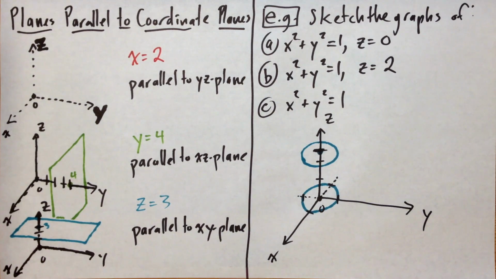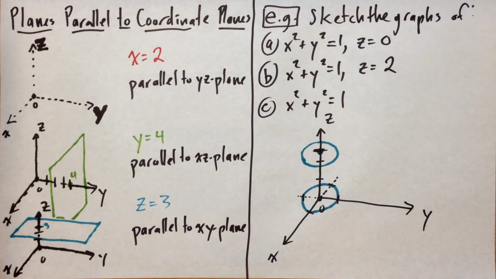All right, so let's talk about some simple graphs. About the simplest graphs that we can come up with, in terms of equations anyways, are the planes that are parallel to the coordinate planes. And these are all obtained just by setting one of the variables equal to a constant. So for example, let's sketch the graph of x equal to 2.